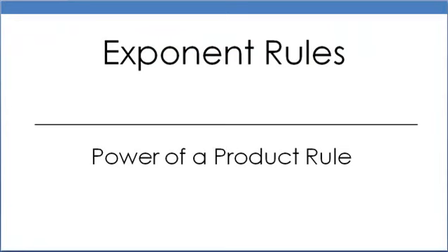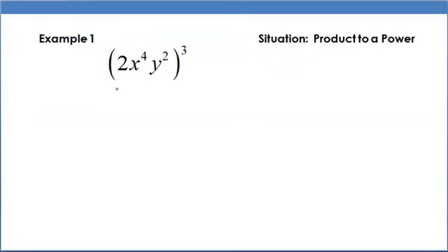Exponent rules, the power of a product rule. Our situation in this example is that we have a product to a power. It is important that it's multiplication inside. And so we're going to apply that outside exponent to each piece. If we wrote it out, it would be 3 copies of the whole thing. Instead, we'll just apply the 3, take it down to each factor of the product, and that will do the same thing as writing it out 3 times. So 3 of each of those.